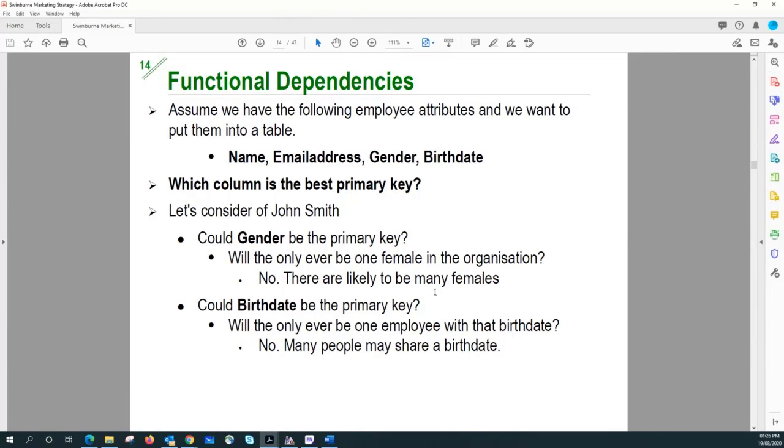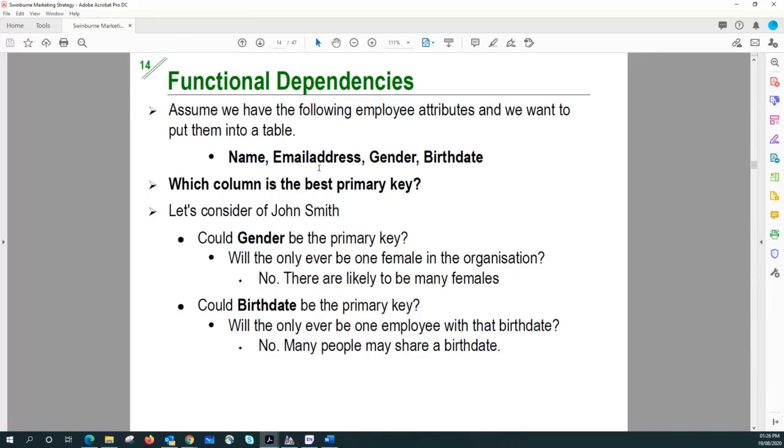So now let's take a smaller Mickey Mouse example. If you go to a small situation, like if you go and interview a person and say that a company needs a small database, and they say, okay, we have something like these names and email addresses, genders, and birthdays, etc.